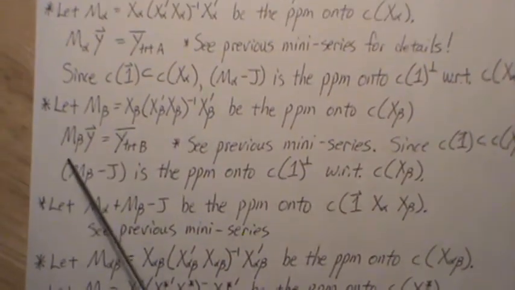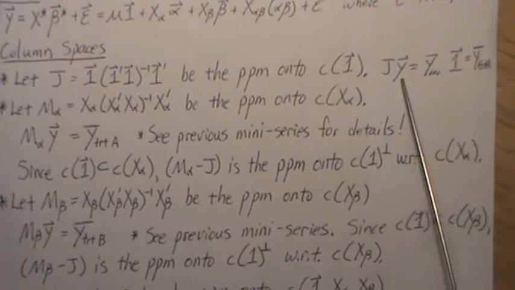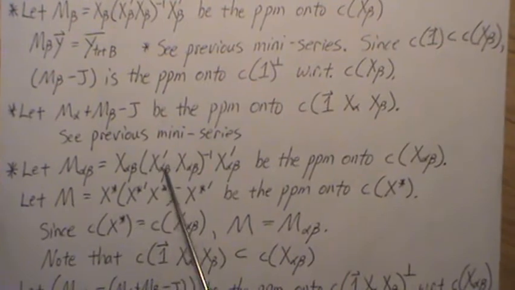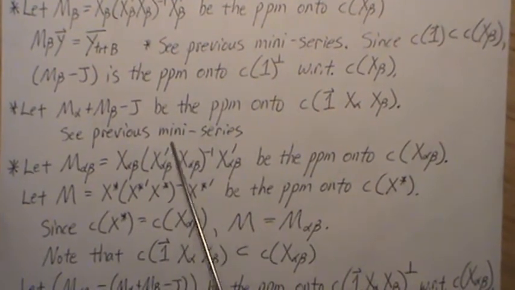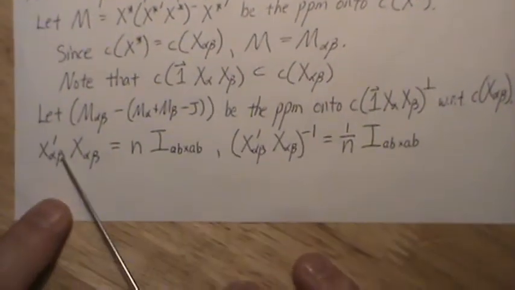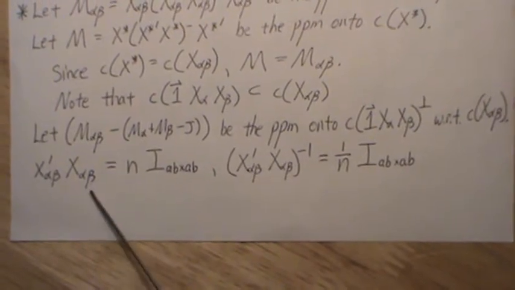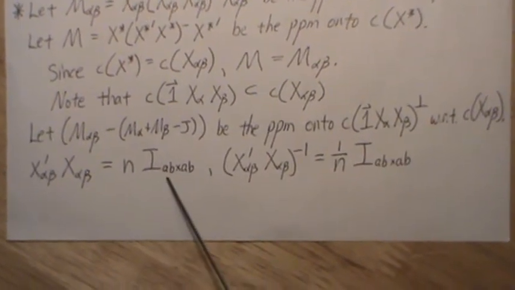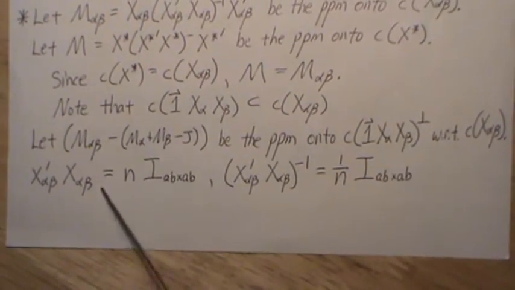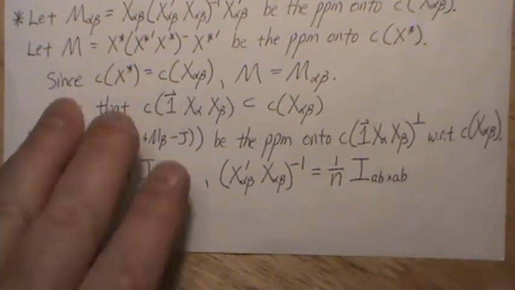Now we looked at this in previous videos, but we haven't yet, so I'm going to develop it a little bit here. The first thing we want to do is look at what this looks like, and then what the product of these two looks like. X alpha beta transpose times X alpha beta creates an identity matrix times n. And if you take the inverse of this, you just take 1 over n times that identity matrix.